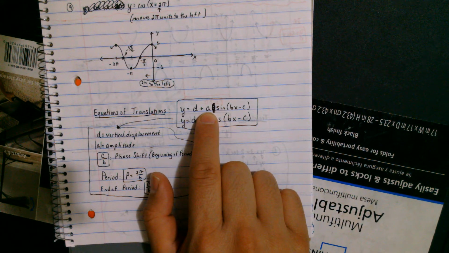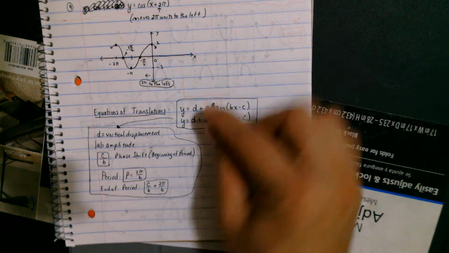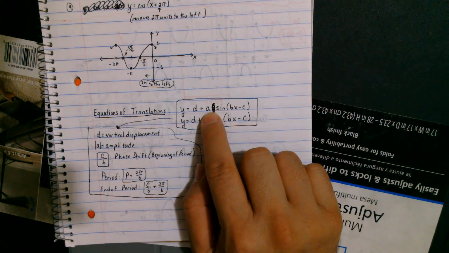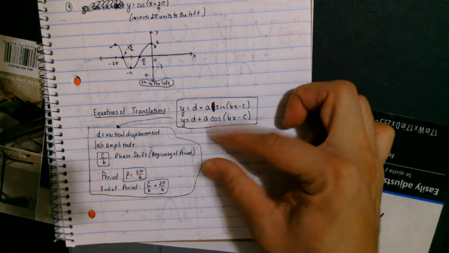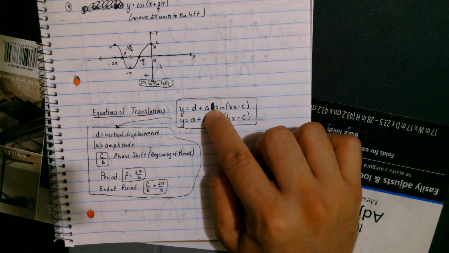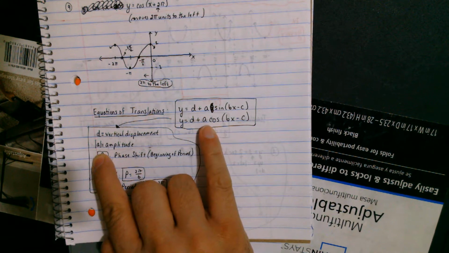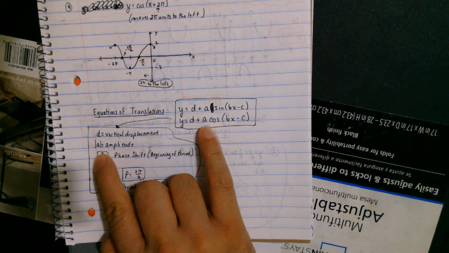This A multiplies, essentially the amplitude. This is the size of the wave. It shrinks or stretches it vertically. If this is bigger than 1, it stretches it. If it's less than 1, it shrinks it. If it's positive, it goes in the same direction. If it's negative, it flips it. Now the amplitude, because it's the size of the wave, is the absolute value of whatever number that is.